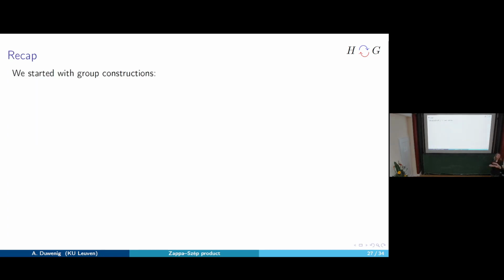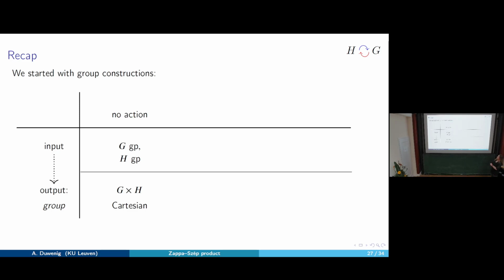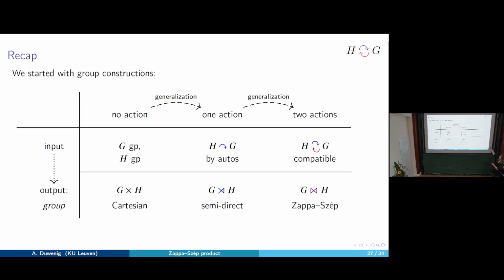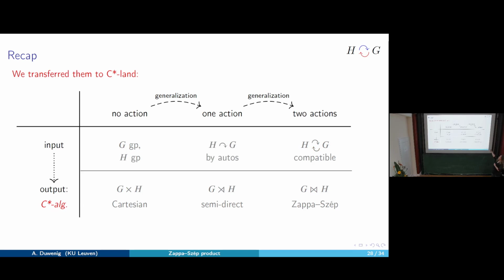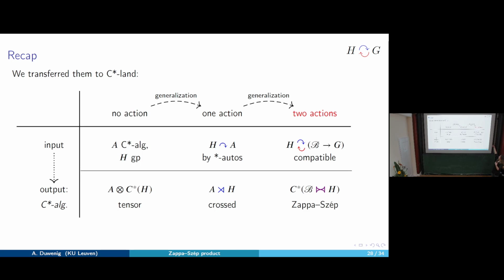Okay, recap one more time. We started with groups. No action gives you the Cartesian product. One action by automorphisms gives you the semi-direct product. Two actions which are compatible gives you the Zappa-Szép product. We moved this into C-star land. No action is just the tensor product of the C-star algebra by the group C-star algebra. One action by automorphisms gives you the cross product. Two actions on a Fell bundle, compatible actions on a Fell bundle, gives you the Zappa-Szép product C-star algebra.